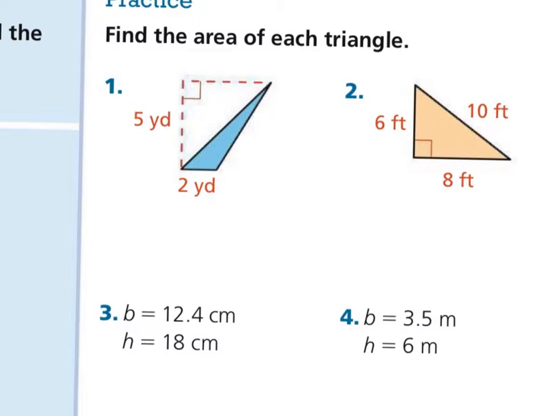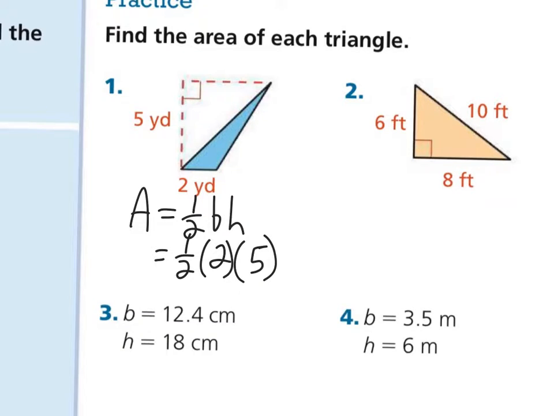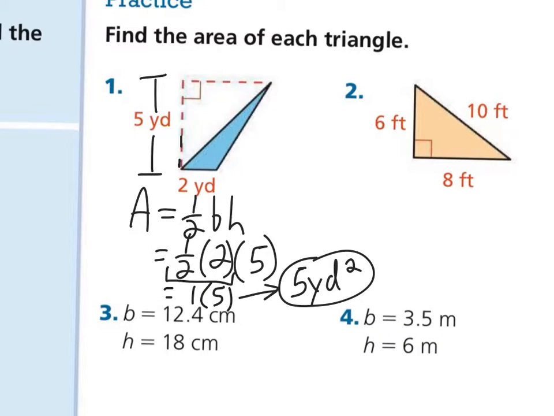So number 1's kind of a strange look maybe for us. But technically, we could say 2 is our base and 5 is actually our height, okay? How tall the triangle is, 5 yards. So at this point, since 2 is an even number, if you want to go ahead and take half of 2, which is 1, and then 1 times 5 is 5, so that would be 5 square yards would be the area of that triangle.